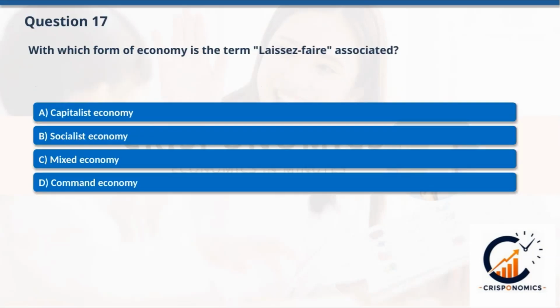Let's take a moment to think about different types of economies. We have capitalist, socialist, mixed, and command economies. Now, the term laissez-faire is closely tied to one of these. It's all about minimal government interference, letting markets operate freely. Which one do you think that fits best? That's the question we're exploring here.